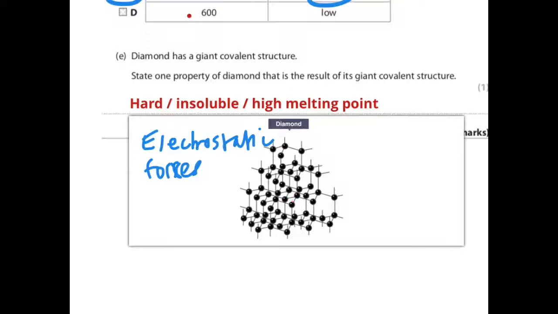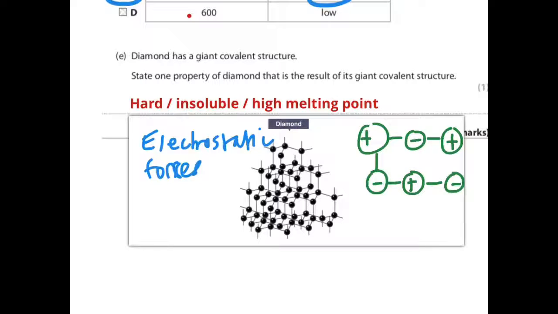These are atoms. Not to be confused with something like a giant ionic lattice, where you have ions, which also have very strong electrostatic forces. If you remember giant ionic lattices, they look like this. They also have very strong forces of attraction, but because they contain charged ions, not atoms with no charge, like a covalent structure has atoms, these have ions. Because they have ions, they dissolve in water. Water is very good at dissolving ionic substances because of the charge. The water molecules can disrupt the charges. So anyone from hard, insoluble, high melting point will do.